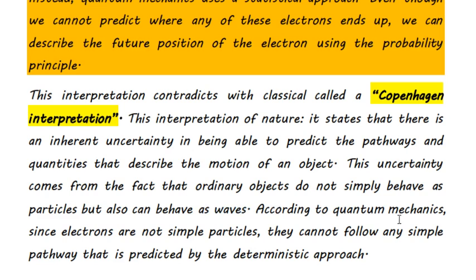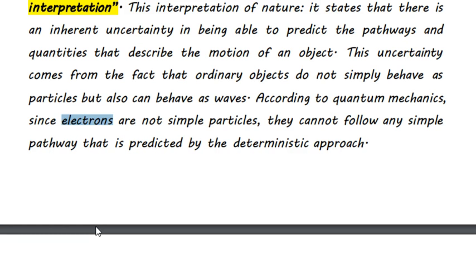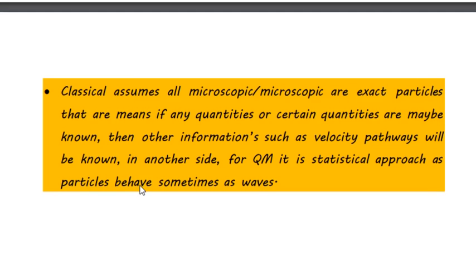So according to quantum mechanics, since electrons are not simple particles, they cannot follow any simple pathway that is predicted by the deterministic approach. Finally, classical physics assumes all microscopic and macroscopic objects are exact particles, which means that if certain quantities are known, then other information such as velocity and pathway will be known as well. For quantum mechanics, it is a statistical approach, a probability description approach.